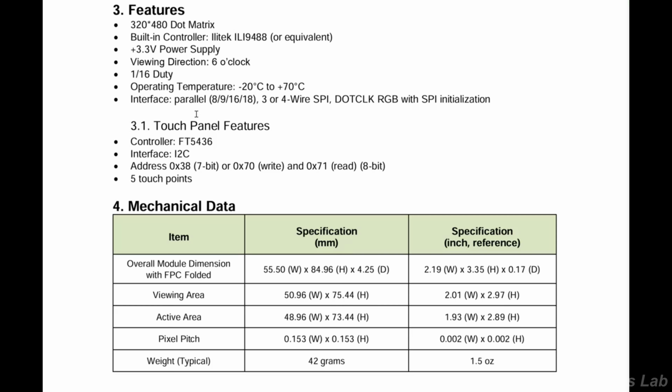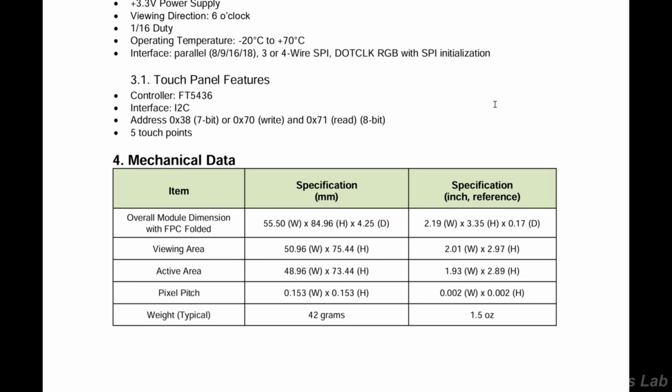And so the interface could be set to be parallel 8-bit, 9-bit, 16-bit, or 18-bit. And mainbrain's set for 16-bit, but it easily can do 18-bit if you just do a modification. Or you can use SPI interface, 3 or 4 wire SPI. And then they have this dot clock RGB with SPI. We won't really get into that, but that is an option.